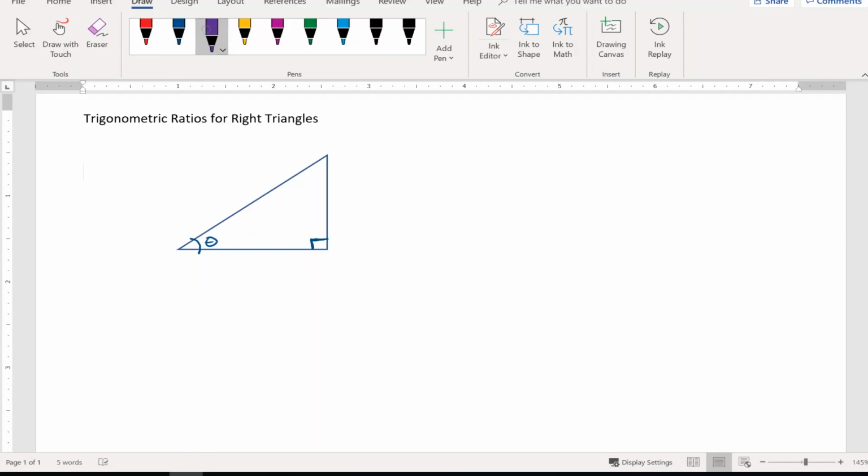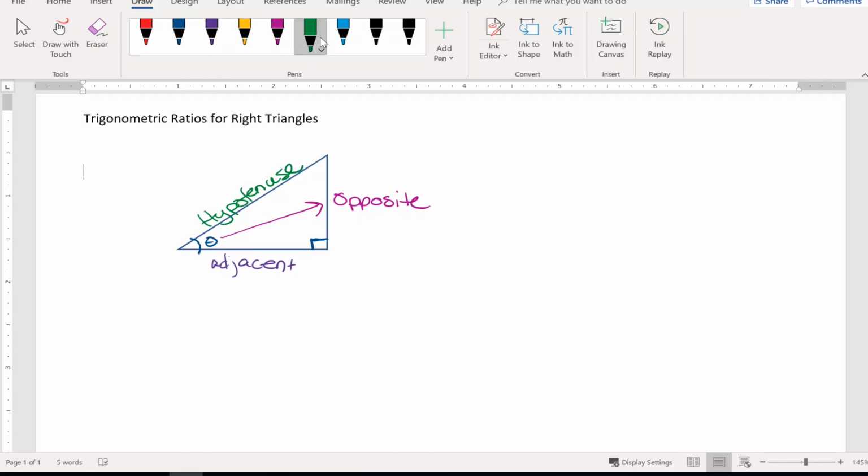Now let's also name our sides. This side here is called the adjacent side because it's the side closest or next to the angle. This side over here is called the opposite side, because it is directly opposite the angle. And this side here, we always call this the hypotenuse, and it's the longest side of the triangle.